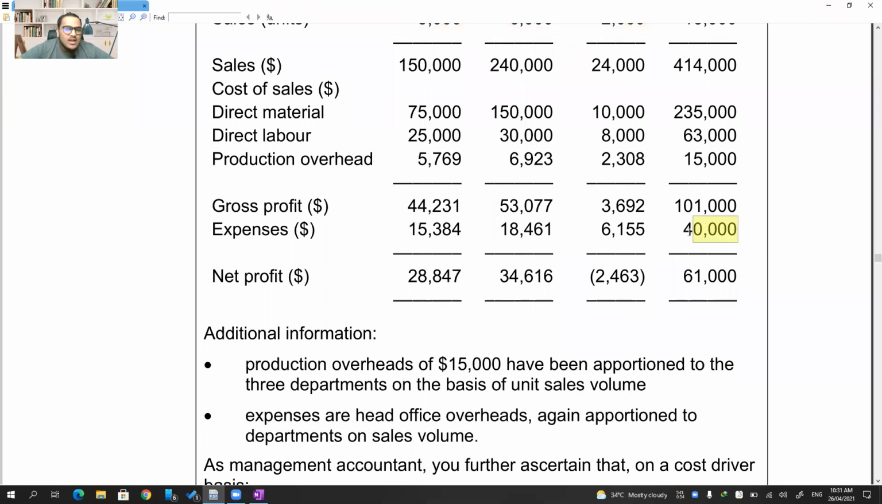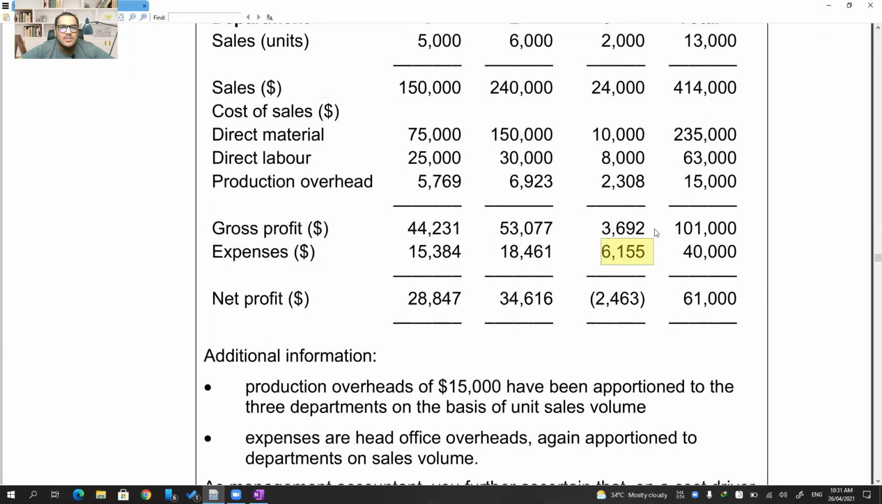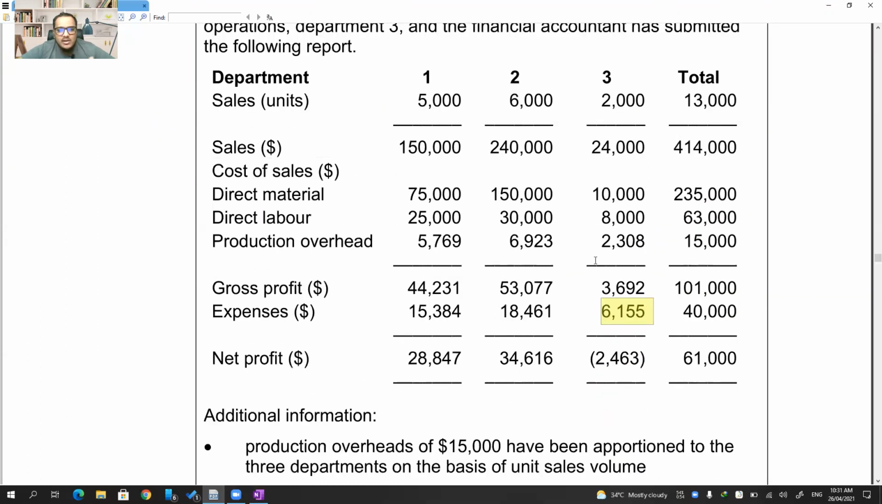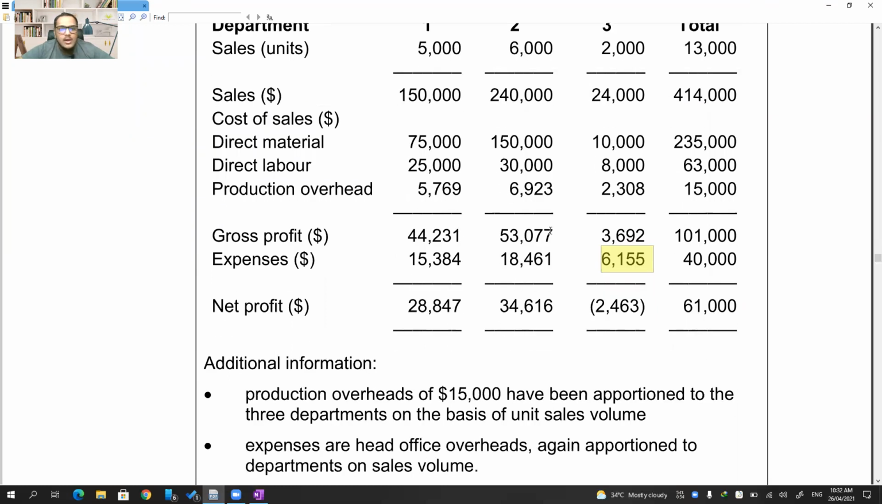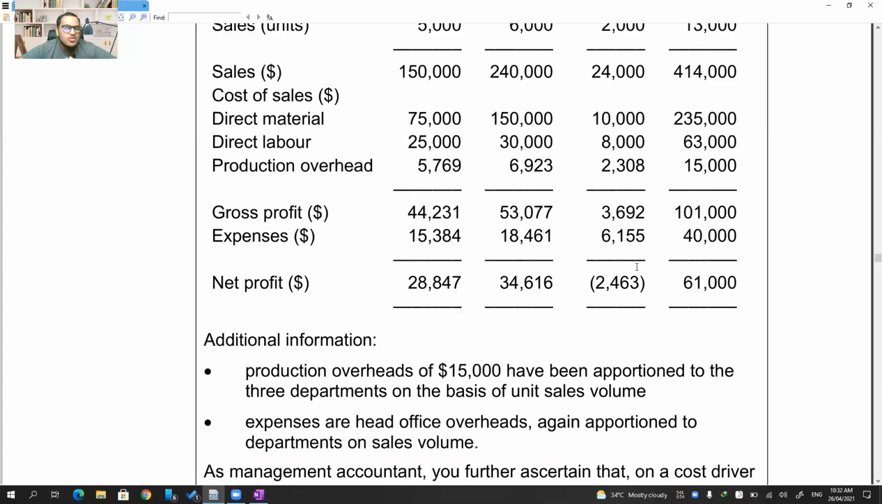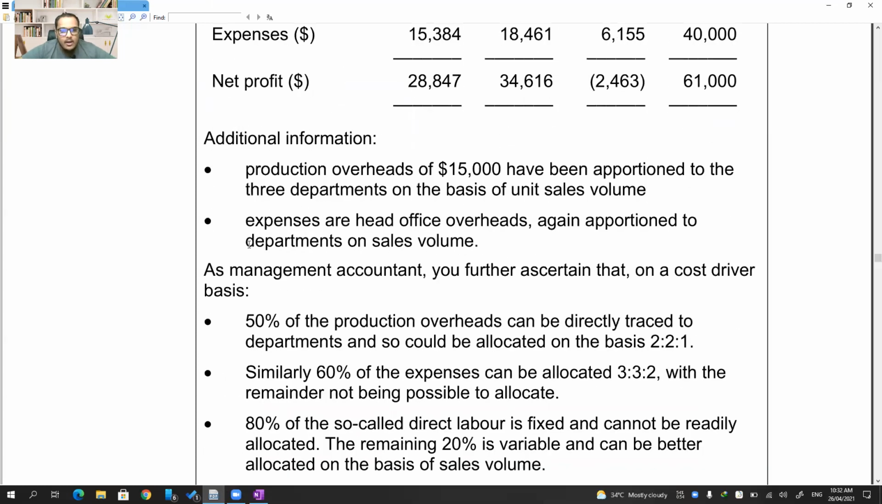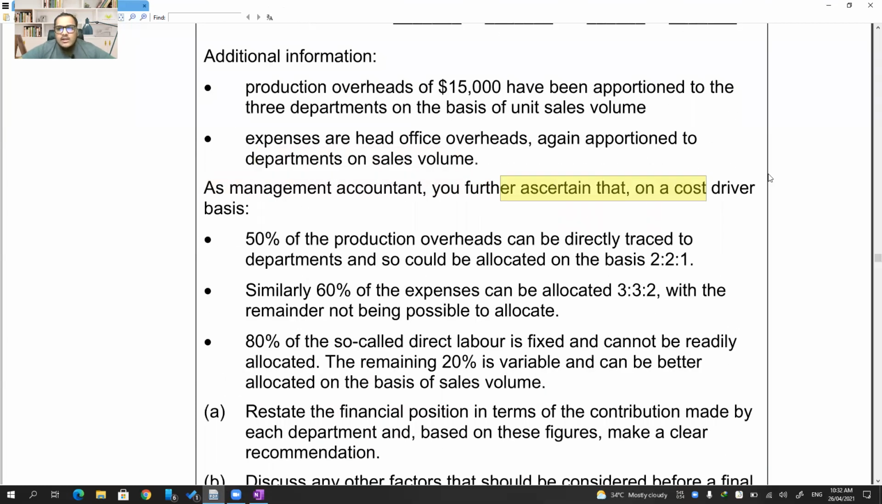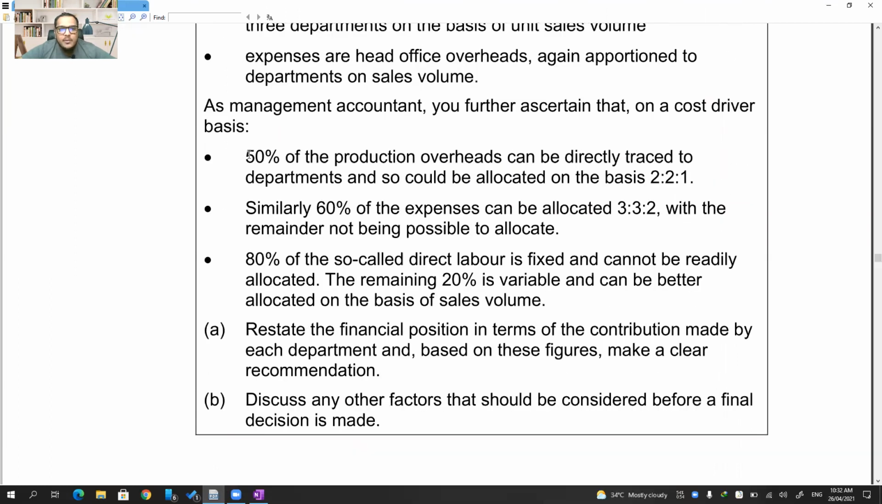So apportioned costs are not relevant costs. So this 6,155 is not really a cost of this department. If you shut down this department, then this 40,000 will be split as 5,000 and 6,000, basically 5:6 ratio, between the two departments. You won't have a savings of 6,155 if you shut that project down. So that's not a relevant benefit as such. As a management accountant, you further ascertain that on a cost driver basis, 50% of the production overheads can be directly traced to departments, so could be allocated on the basis of 2:2:1.